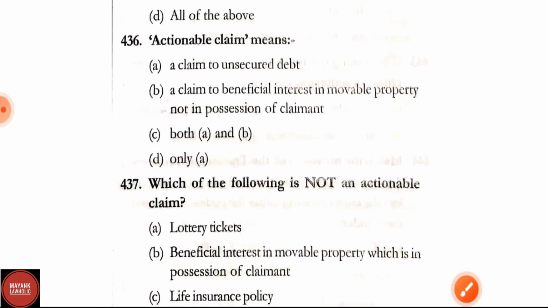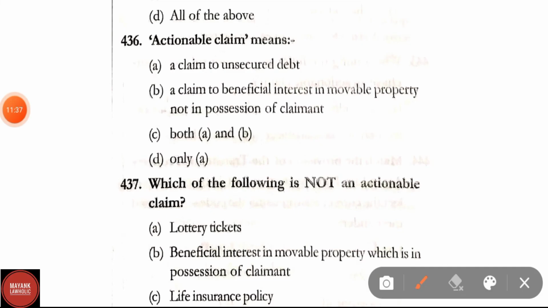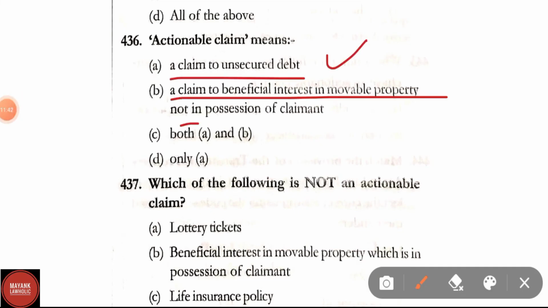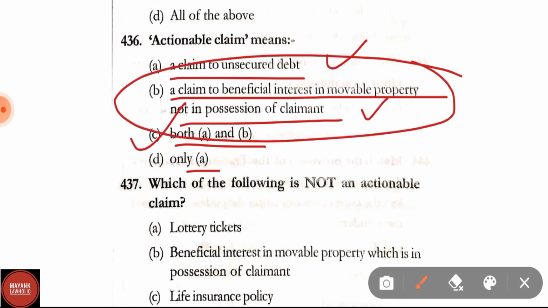Question number 436. Actionable claim means a claim to unsecured debt, a claim to beneficial interest in the movable property not in the possession of the claimant. Option C both A and B, and option D only A. Here option C is the right answer. Actionable claim means a claim to unsecured debt and also a claim to beneficial interest in movable property not in the possession of the claimant.